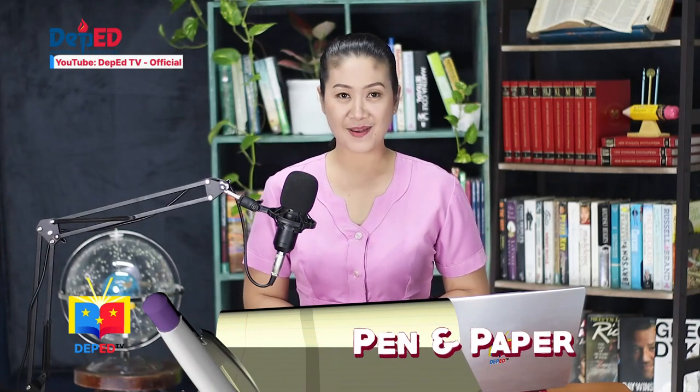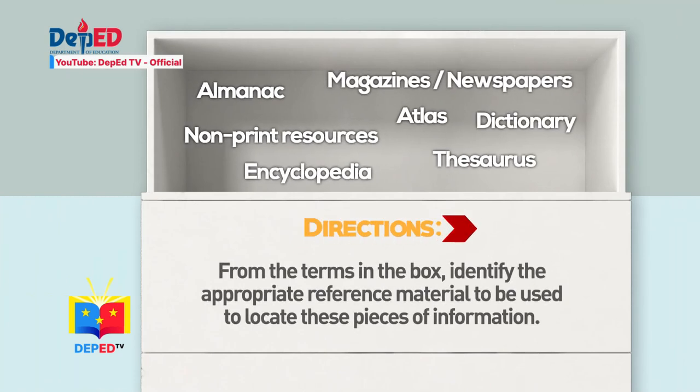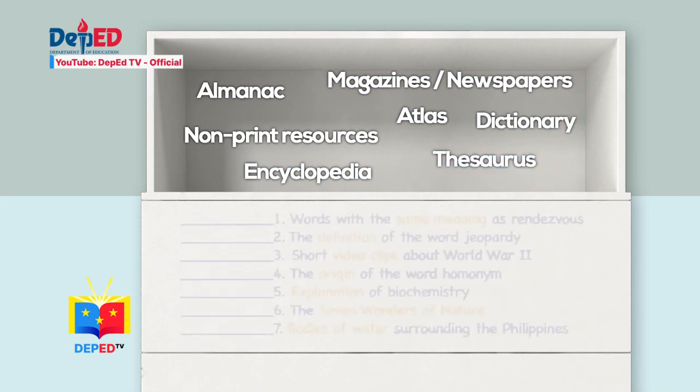Amazing! All set for more? Don't put away your pen and paper. Directions. From the terms in the box, identify the appropriate reference material to be used to locate these pieces of information. Almanac, non-print, encyclopedia, magazines, newspaper, atlas, dictionary, thesaurus.